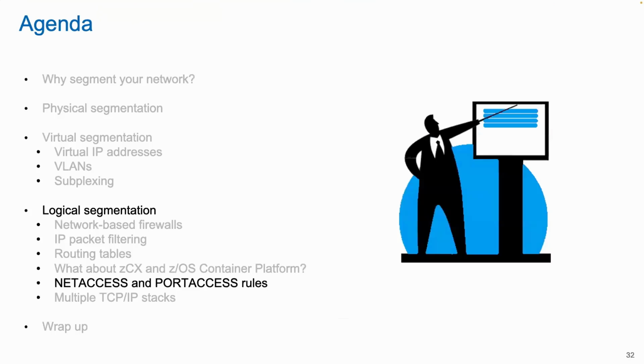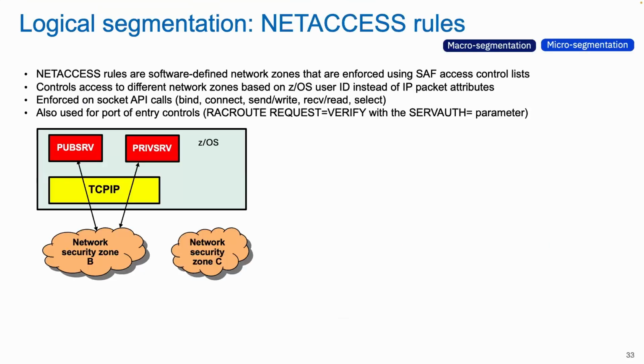A couple more logical controls. The next one is net access and port access rules. These are enforced using SAF controls. They're software defined. The first one we have is net access SAF rules. You can define network zones, and then you can have a net access SAF resource to determine which user IDs have access to that zone of the network.